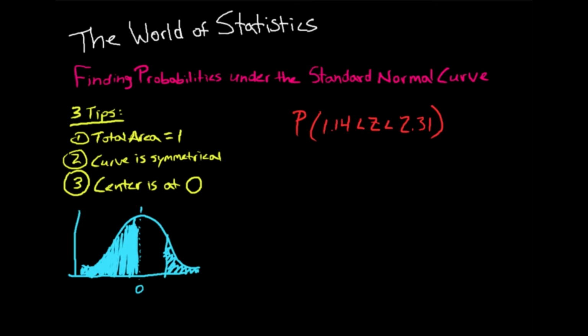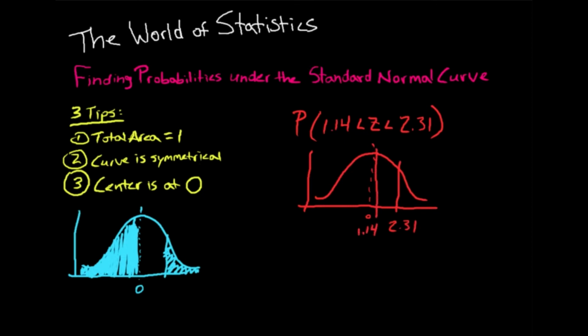So for starters, let's go ahead and just draw the curve, because it will help us visualize what we're looking at. So we're looking at the value between 2.31 and 1.14. So the area of interest is between these two values. So how do you think we would calculate this? Let's think for a second. And you may know the answer.